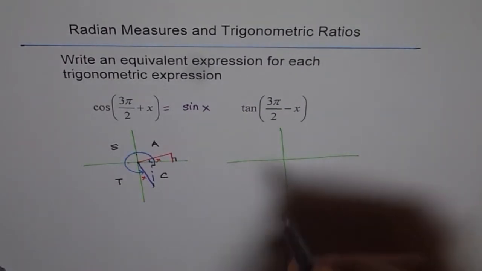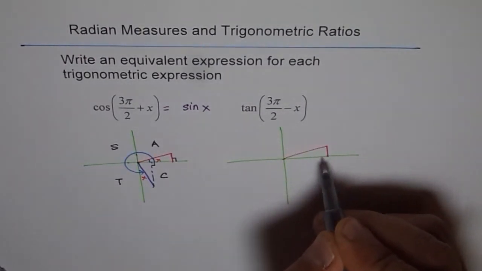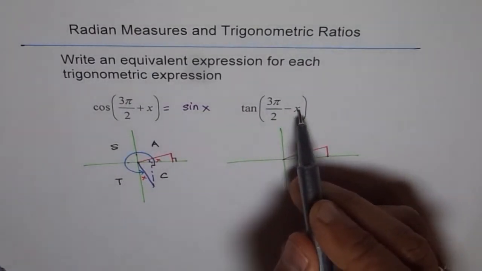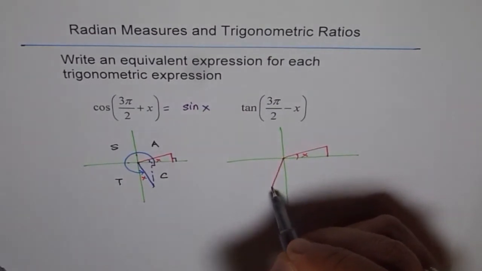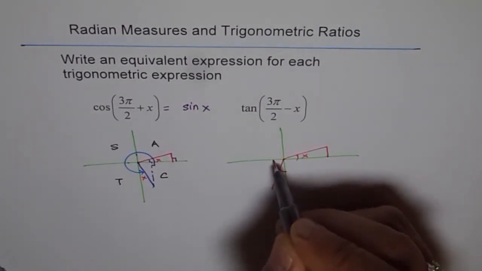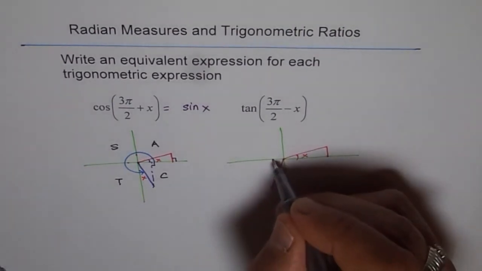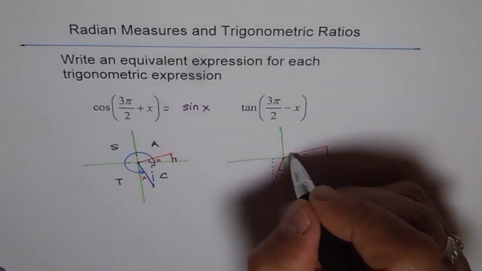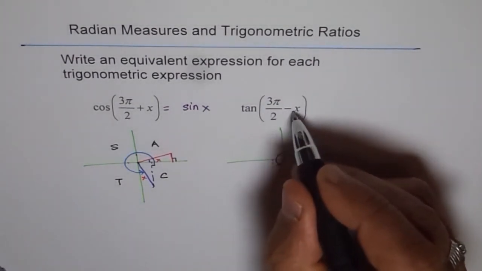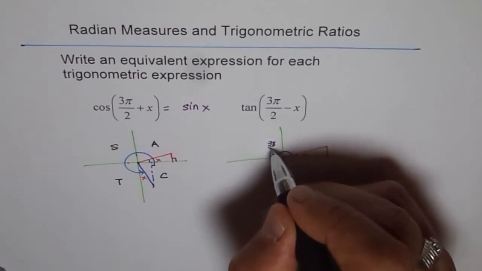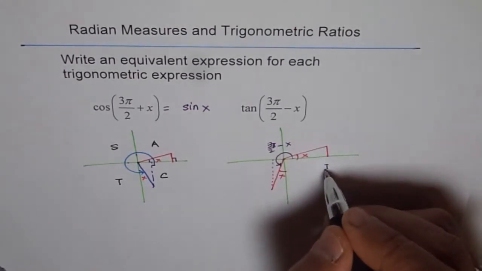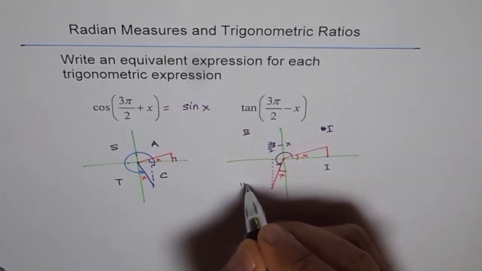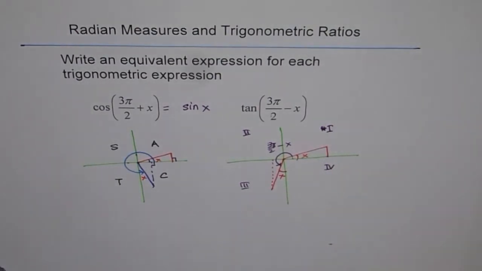Now let's look into the other part, which is tan(3π/2 − x). And let me draw a similar triangle. Let's start with the original triangle, which is x here, right? When we say 3π/2 − x, we're looking for a triangle something like this, where this is x, correct? Now, let me draw a perpendicular from here, correct? Now, what is this angle? This angle is 3π/2 − x, right? And we are in quadrant 1, 2, 3 and 4. We are in quadrant 3, correct?